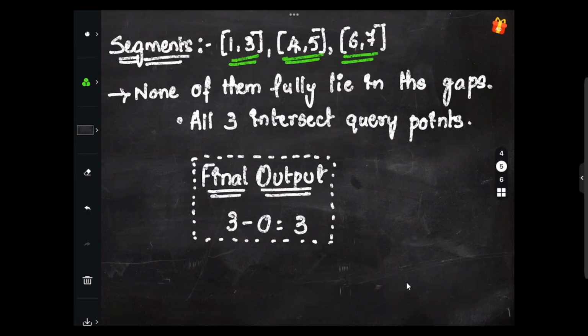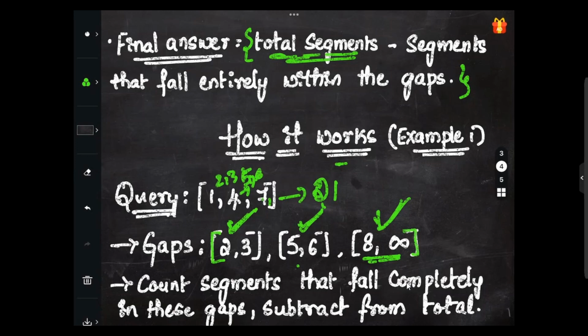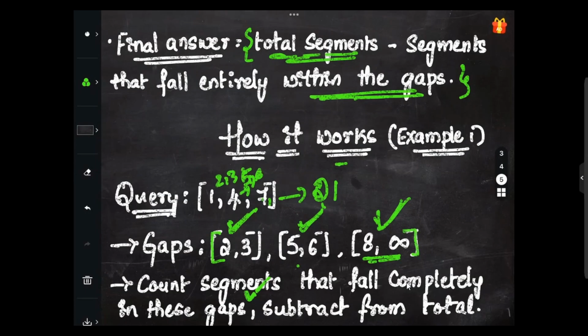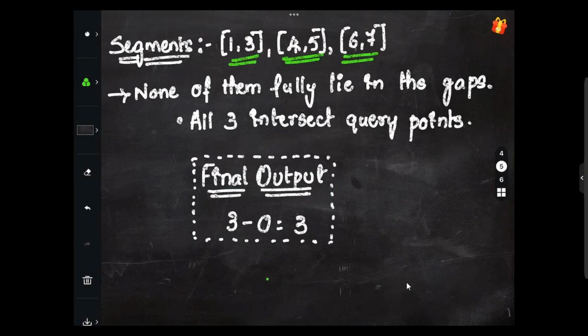So we have to check whether we are going accordingly with this statement. First of all, the final answer is total segments minus segments that fall entirely within the gaps. So we have to count the segments that fall completely within these gaps, and subtract them from the total. See, 2 comma 3, 5 comma 6, and 8 comma infinity, none of them fully lie in the gaps.